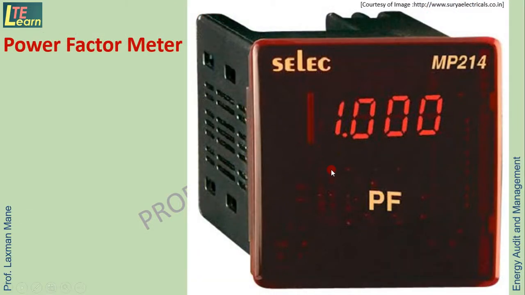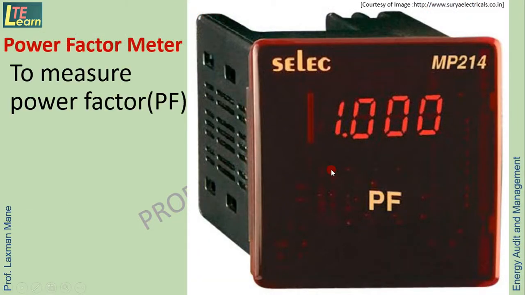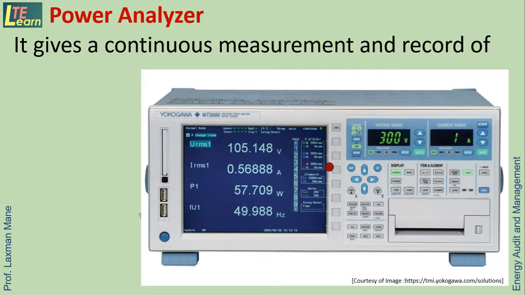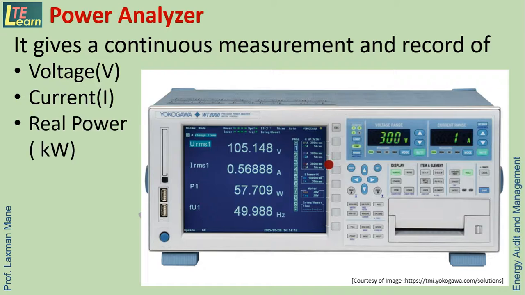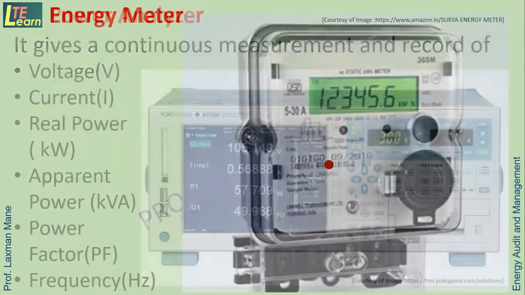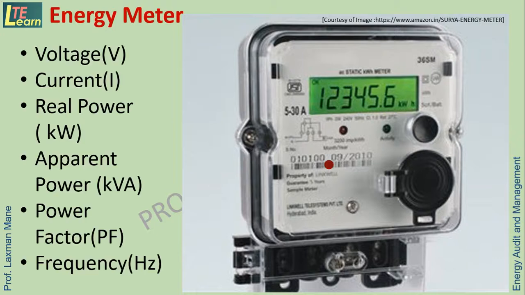Power factor meter is used to measure power factor. Power analyzer gives a continuous measurement and record of voltage, current, real power, meaning true power, apparent power, power factor and frequency. Energy meter also gives all these parameters measurement.